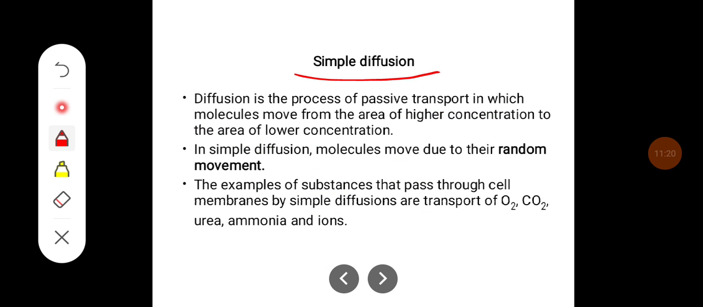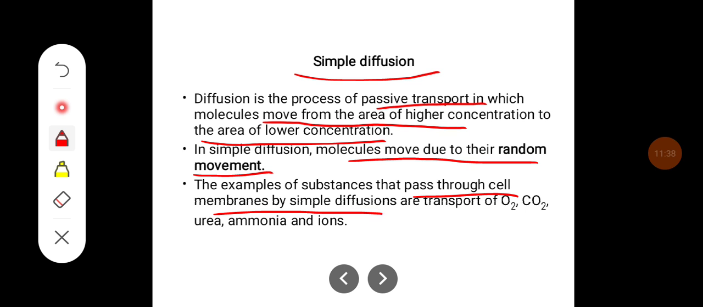Simple diffusion. Diffusion is the process of passive transport. Molecules move from area of higher concentration to the area of lower concentration. In simple diffusion, molecules move due to their random movement. The examples of substances that pass through the cell membrane by simple diffusion are transport of carbon dioxide, oxygen, urea, ammonia, and ions.